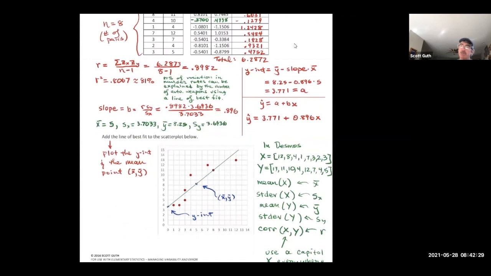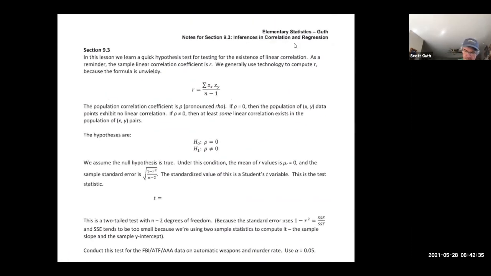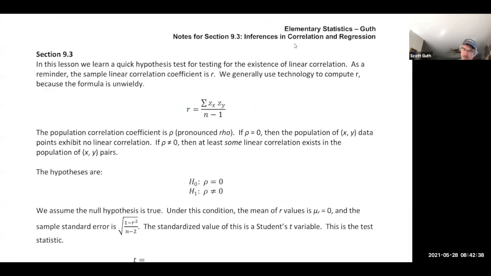The next lesson allows us to distinguish the case where R is approximately 0 from when R is not 0. And it's a hypothesis test. We don't do hypothesis tests on statistics from samples. We do hypothesis tests on measures from entire populations. So R is called the sample correlation coefficient. There's also a population correlation coefficient, which is the Greek letter rho. It unfortunately looks like a P, but it's pronounced rho and sounds like an R in the Greek alphabet.